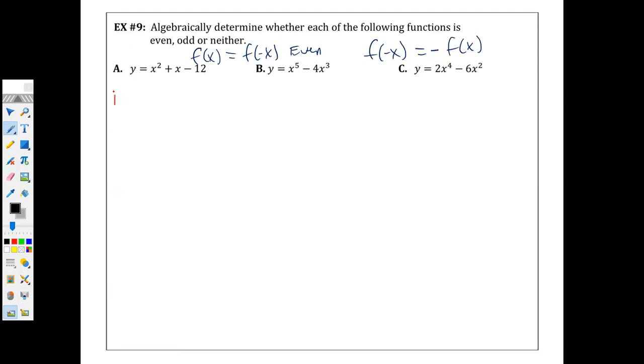So the first thing you're going to do is find f of negative x. When you're finding f of negative x, that means everywhere there's an x, I'm changing it into a negative x. Here's an x, here's an x. And so I have negative x squared plus negative x minus 12.